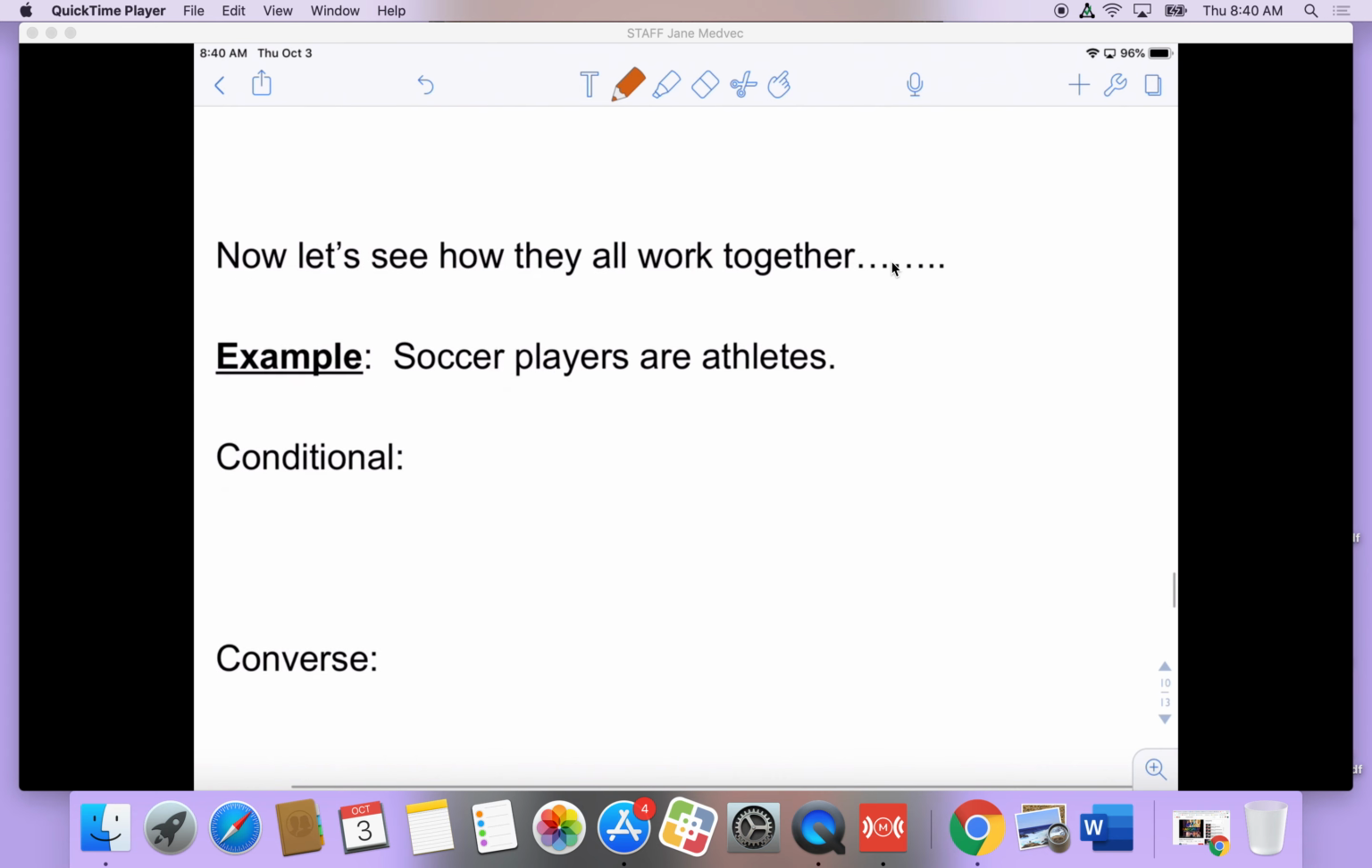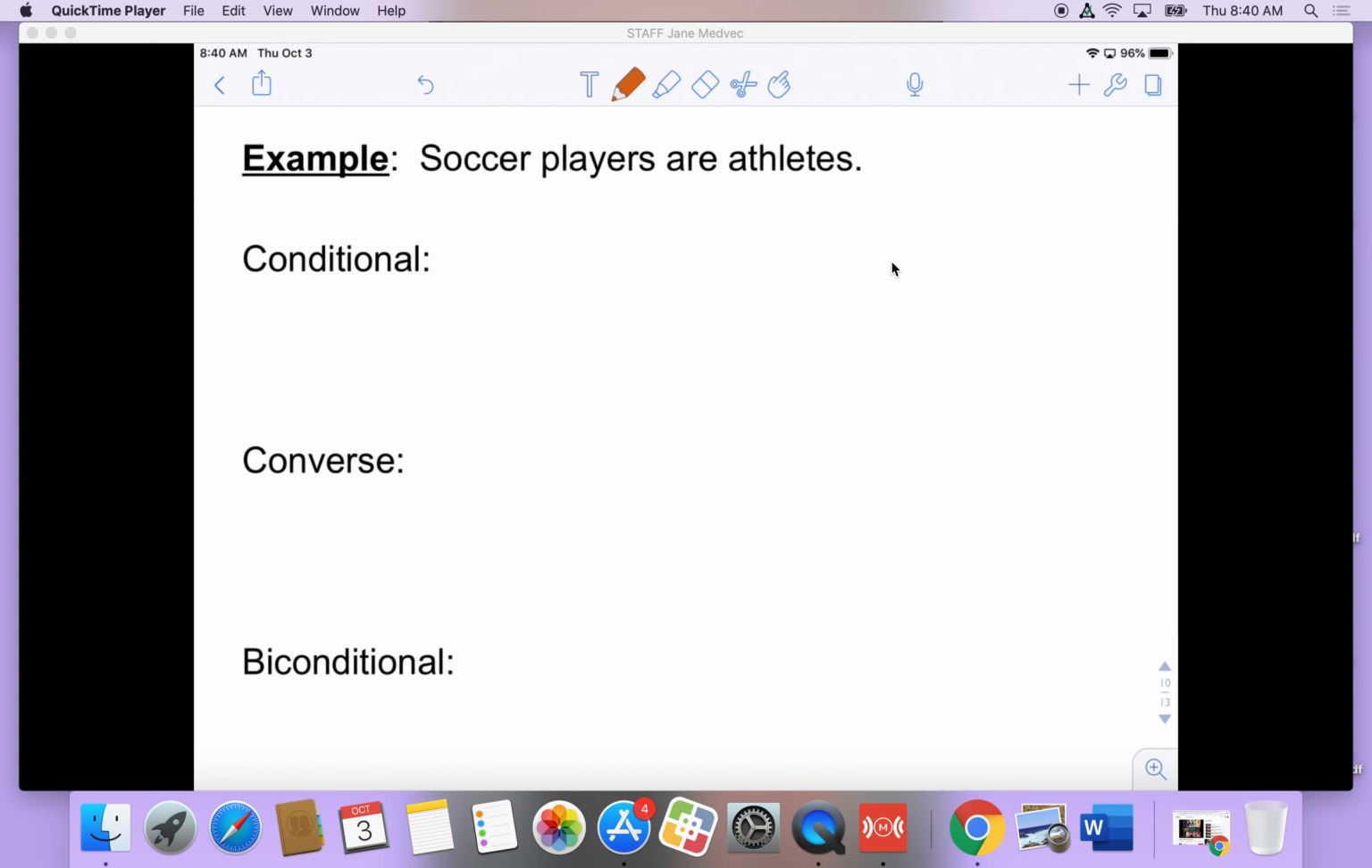All right. Now, let's see how they all put together. This will be like a test. I will give you a sentence. I'll ask you to write the conditional, converse, biconditional. I'll ask for the negation. I'll ask for the inverse. I'll ask for the contrapositive. And they can be in different order. So you kind of have to figure out, okay, which one is which?